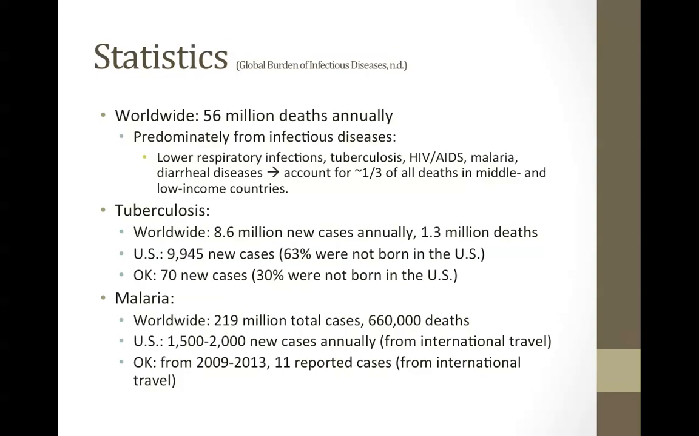Here I have some statistics of a few global health issues. Overall, worldwide, there are 56 million deaths each year. Many of these deaths are due to infectious diseases. About a third of all deaths in middle and low-income countries are from lower respiratory infections, tuberculosis, HIV/AIDS, malaria, and diarrheal diseases. There are 8.6 million cases of tuberculosis worldwide, and 1.3 million deaths occur from it.